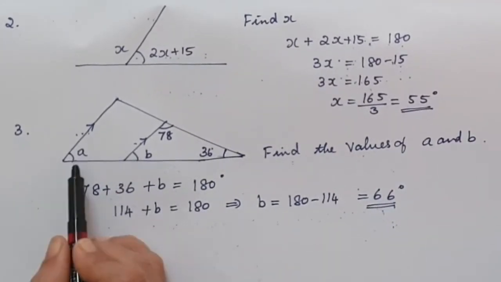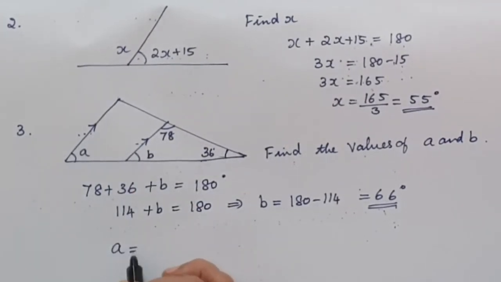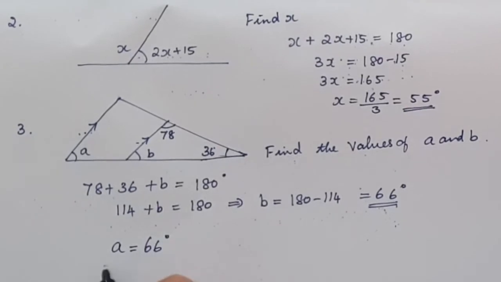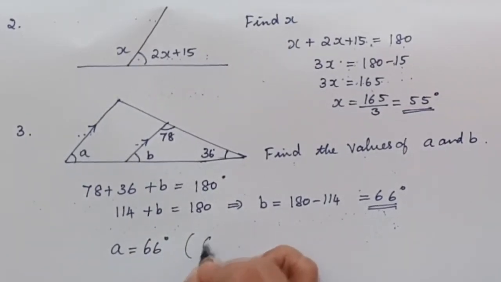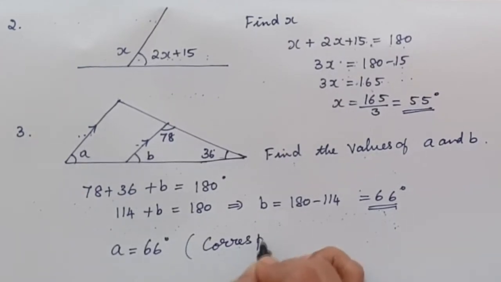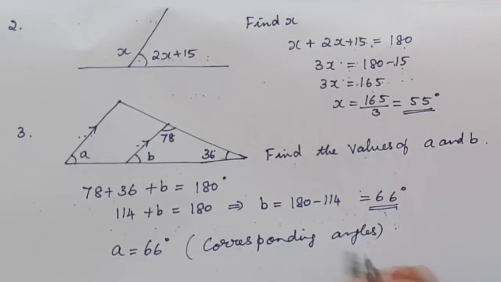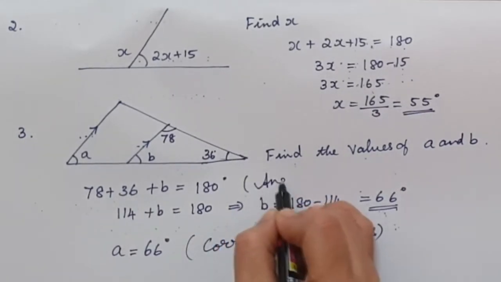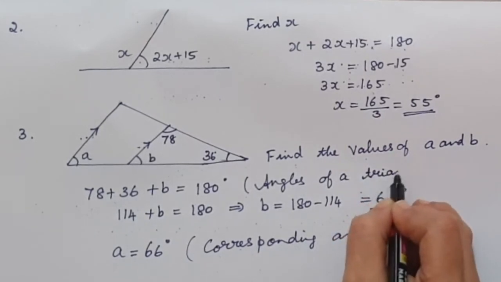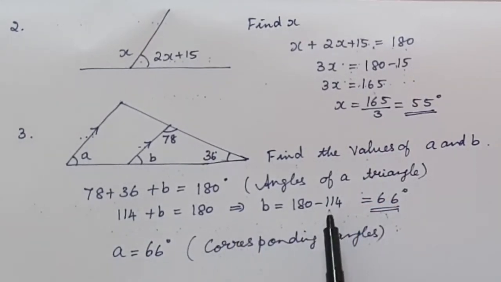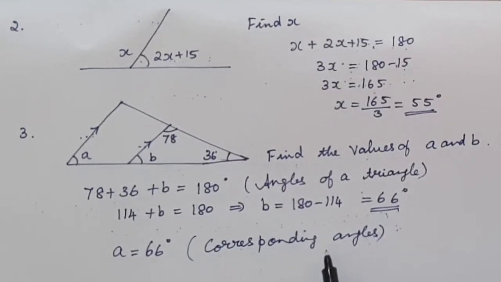When B is 66, A, this is in the form of an F. So A will also be equal to 66 degrees. When we write 66 degrees, it's always better to write the reason, corresponding angles. Here too we can write angles of a triangle. So in this topic of angle properties, it is always better to write the reason how you arrived at the answers.